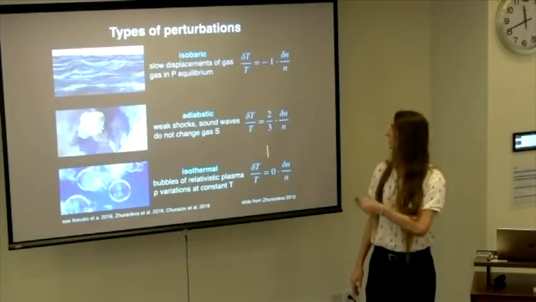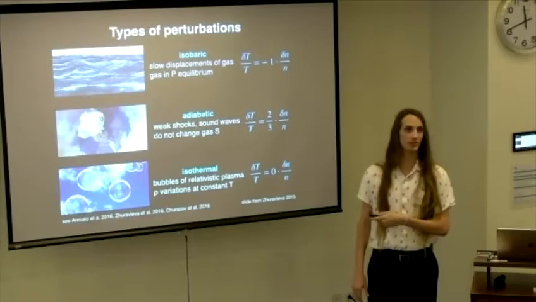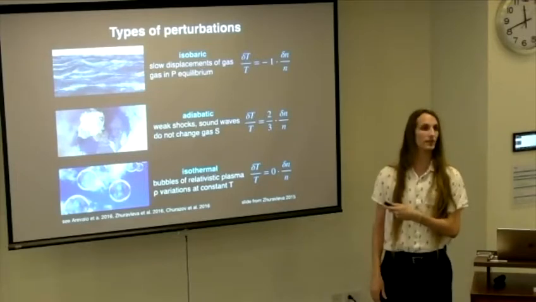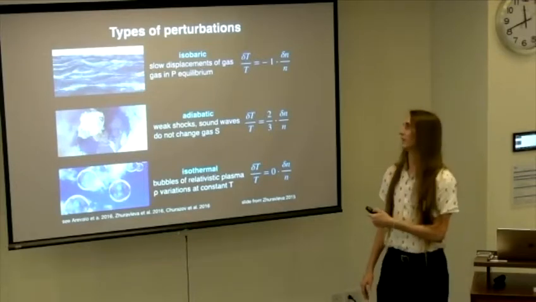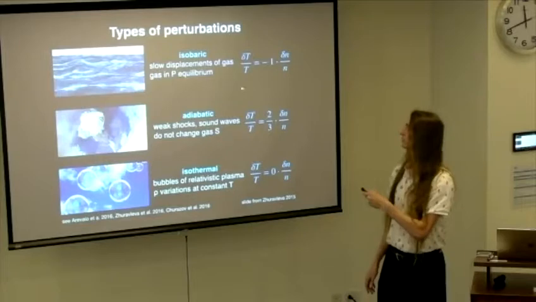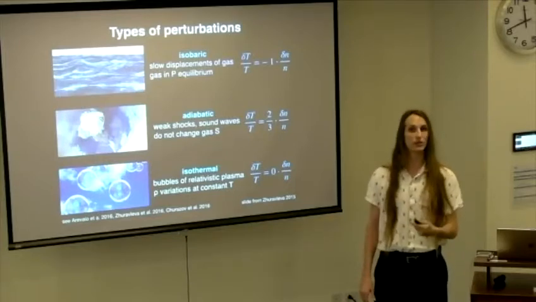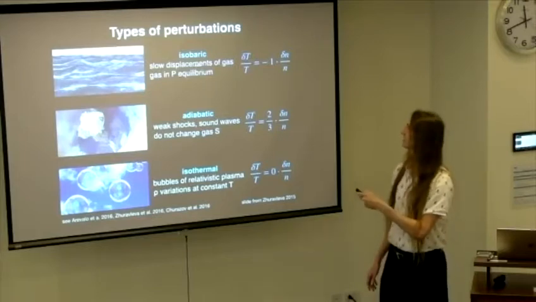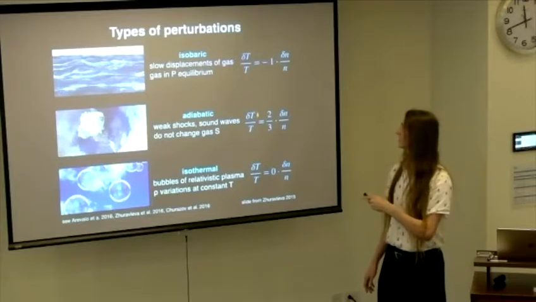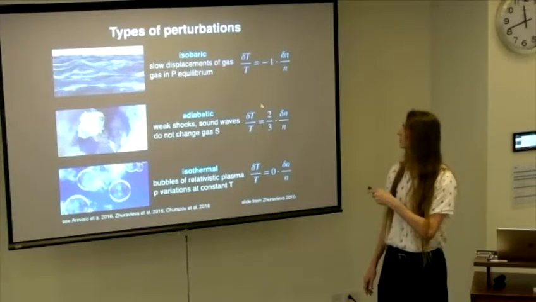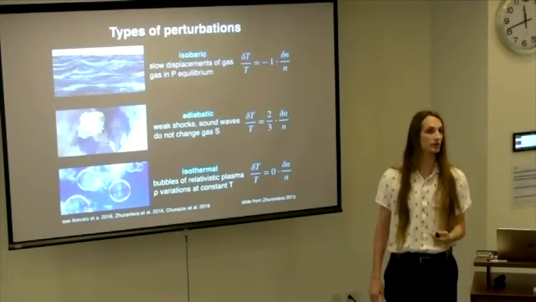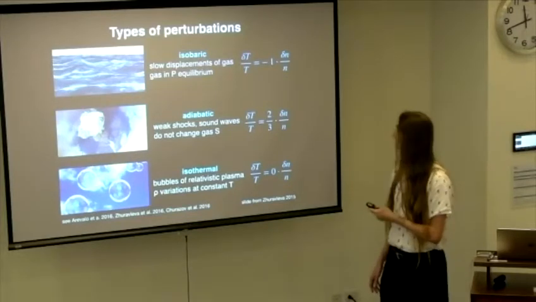Now you can see on the right here, all of these different types of perturbations are characterized by an equation of state. So this relationship between the density and temperature. So you can look at fluctuations in those quantities. So delta T over T, delta n over n, those are the fluctuations in temperature and density. And each of these different types of perturbations has this nice linear relationship with a different coefficient. So these numbers here, those will be important for understanding what type of perturbation you have.